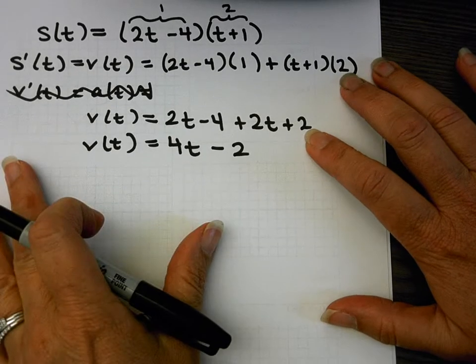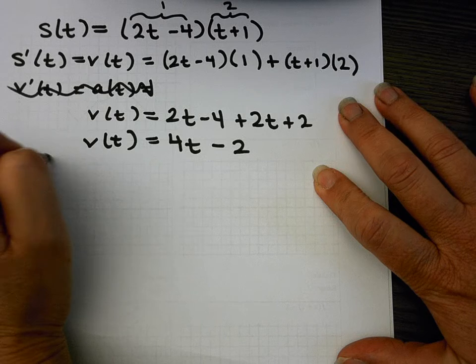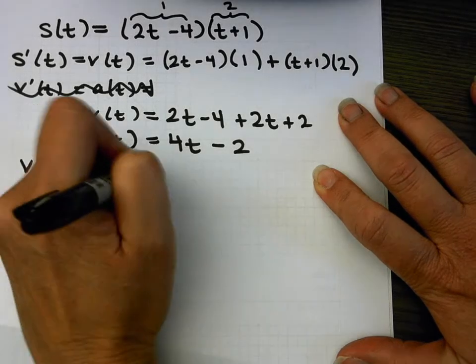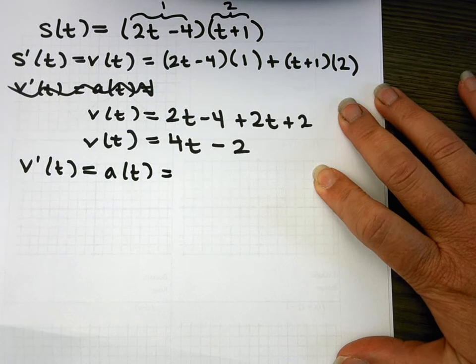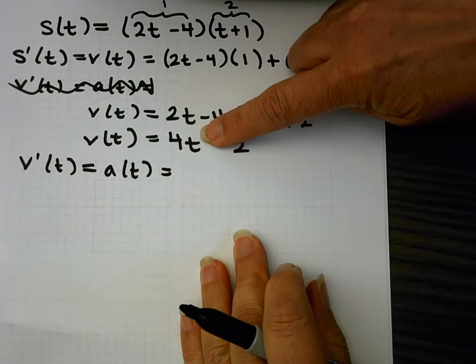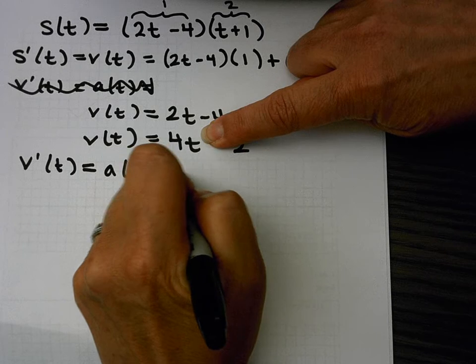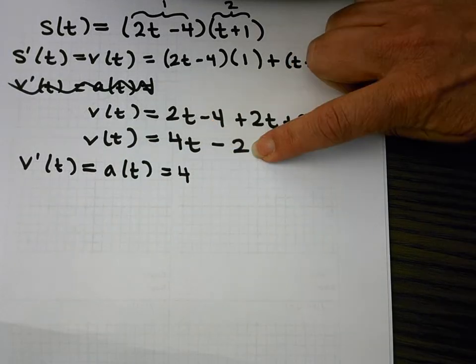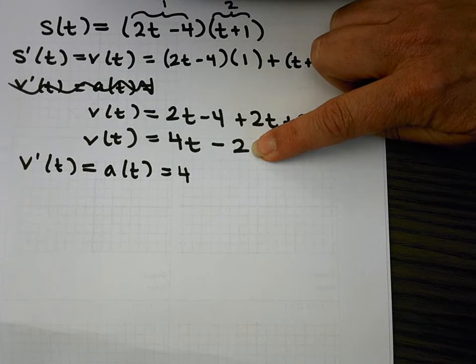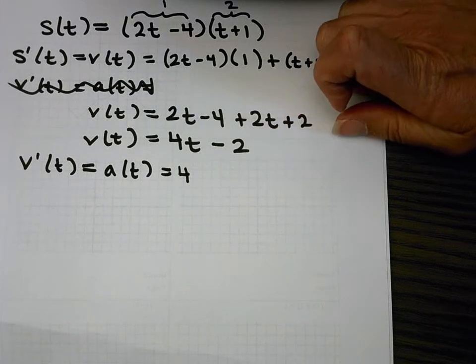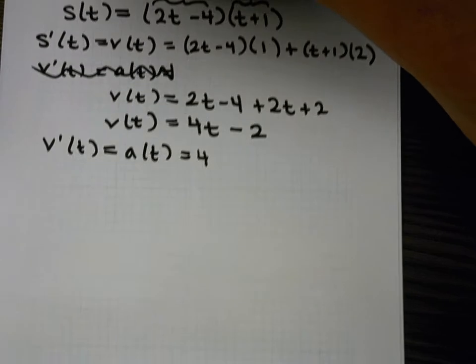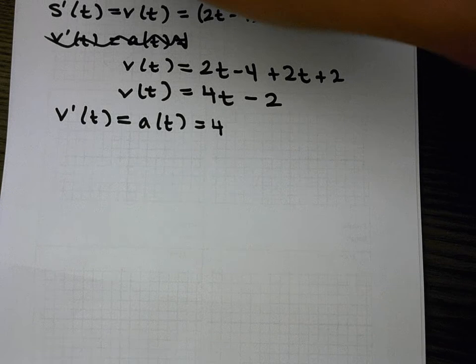Okay, so now let's go ahead and find that acceleration function. So now I'm going to go ahead and take that derivative. And so that would be a of t, right? Derivative of velocity gives me acceleration. So there's an implied 1 here, so that would be 4 times 1, and then t to the 0, which is just 1, and then the derivative of a constant is 0. So the acceleration function would be constant, right? It would be 4.